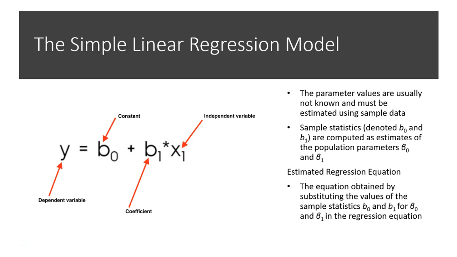So typically, we don't have all of the population parameters, and so we're going to have to use sample statistics. And so our sample statistics are b naught and b1, and we treat those as computed estimates of our population parameters beta naught and beta 1. And so that equation is going to be obtained by substituting those values into the equation.